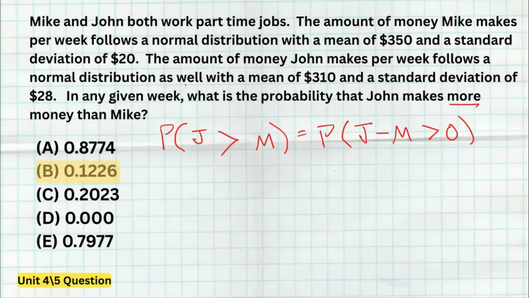So to calculate this, I need to figure out the z-score, because then I could use the normal model. And why can I use the normal model? Because both of them follow a normal distribution. So that means the difference between them follows a normal distribution as well. But I can't use the normal model until I know the mean of it.